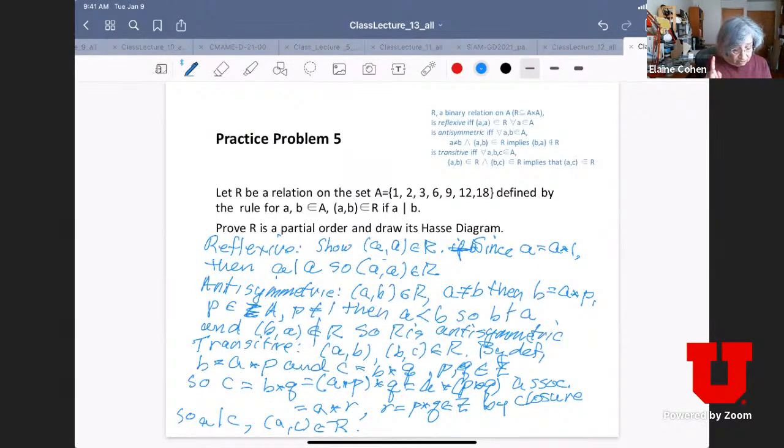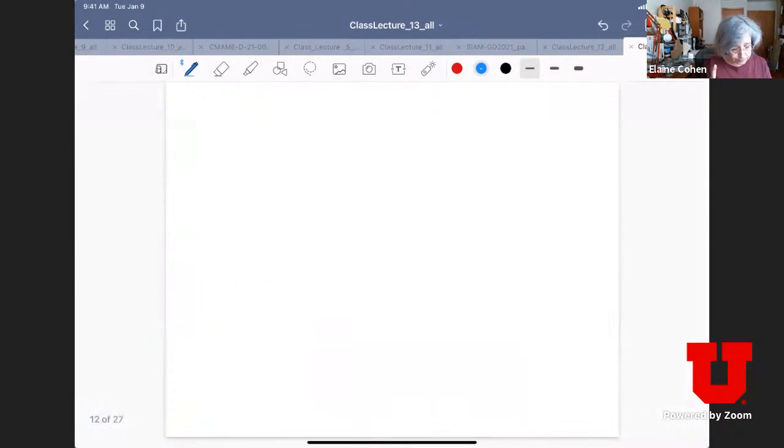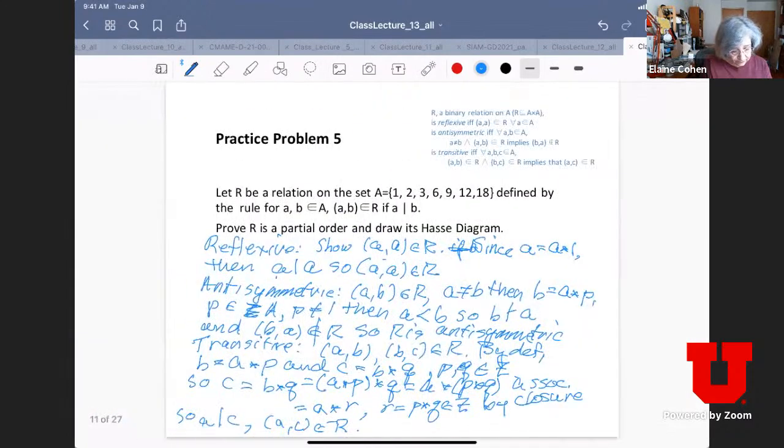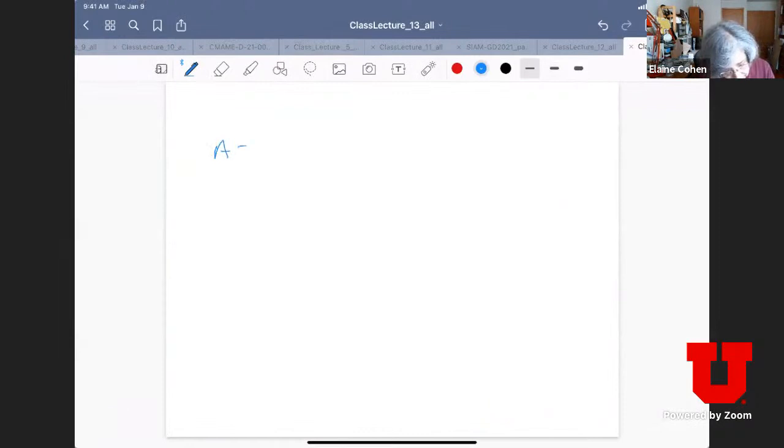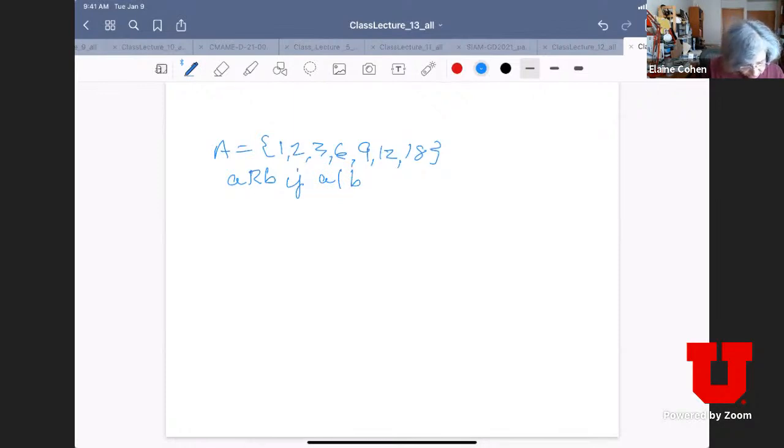Okay, now to draw the Hasse diagram. Oops, I thought I had this written again. So what do we have here? K is equal to 1, 2, 3, 6, 9, 12, 18. And A is related to B if A divides B. Okay, that's our definition. So what's the lowest element of this totem pole? It's 1.